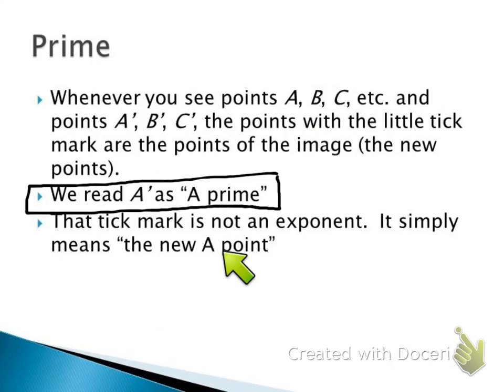All right, the little tick mark is not an exponent. When you do it by hand, it sort of appears like an exponent of 1. A lot of students think that by mistake. It's not. It's more like an apostrophe. It simply means it's a different way to write point A. So it's point A after some things were done to it. We call it A prime. What are your questions on primes?